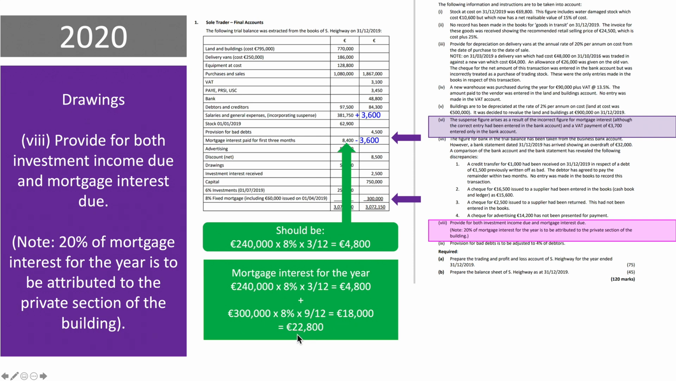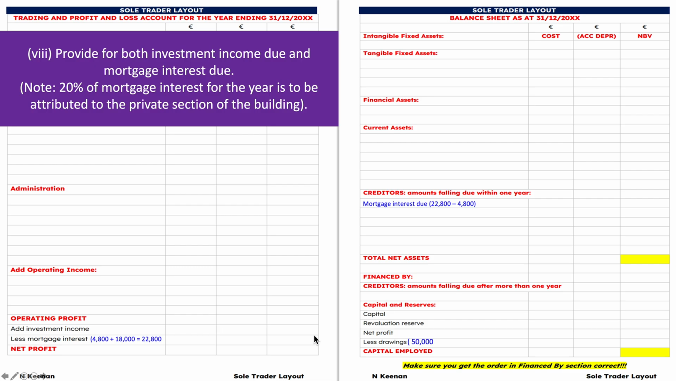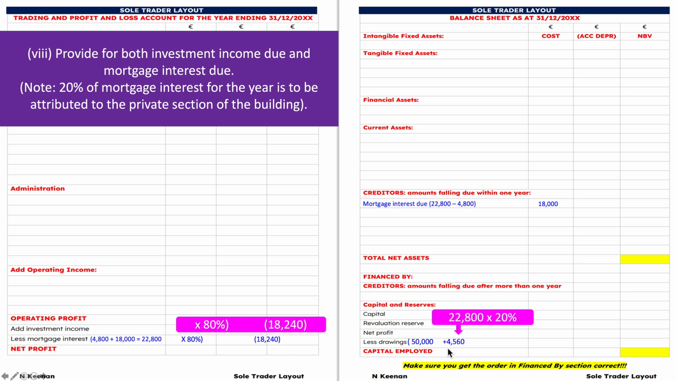The mortgage interest for the year should be €22,800. That's already there. Here you have your 22,800 minus 4,800 is 18,000. And then we have to split it up. 80% of that needs to go into the business and 20% into the private section. So if you multiply it by 80%, you get 18,240, which can go here in the final column. And then you add the 20%, 4,650 there.